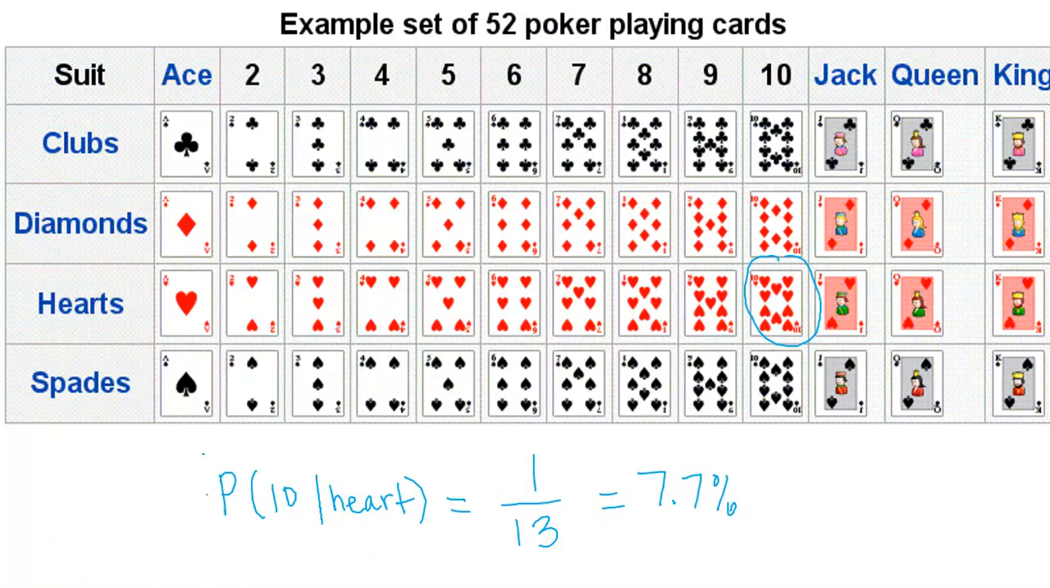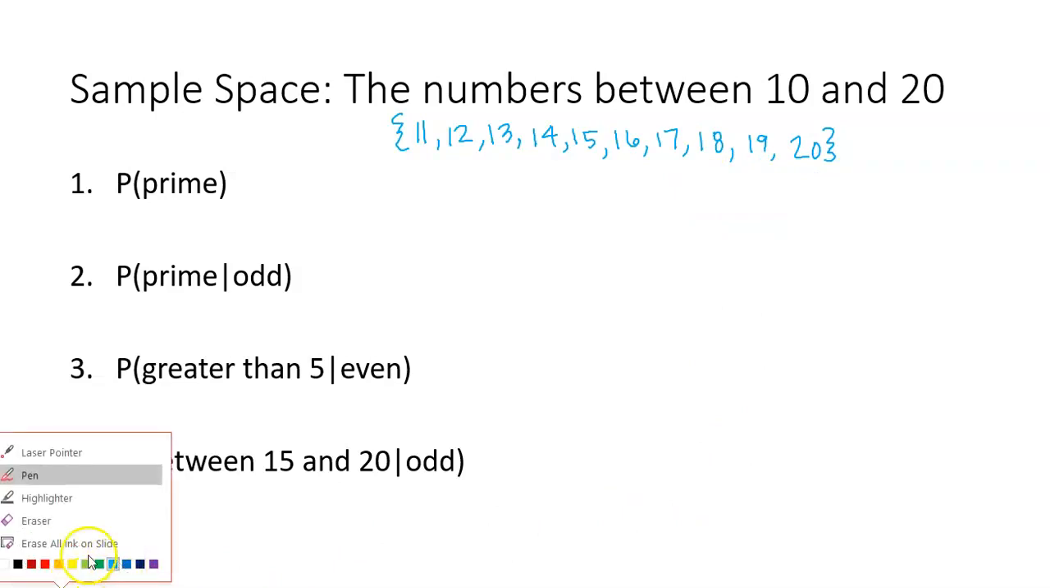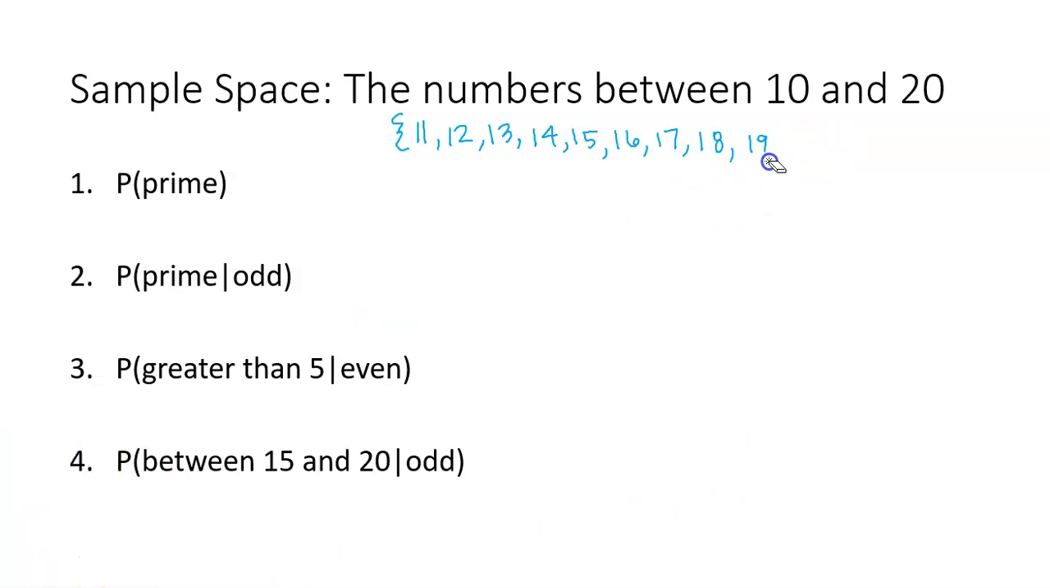All right, let's try something else. Let's say our sample space is the numbers between 10 and 20. So the numbers between 10 and 20 means my sample space would be 11, 12, 13, 14, 15, 16, 17, 18, 19, and 20. Nope, it wouldn't be 20 because 20 is not between them. So it would just go to 19. Okay, so there's my sample space.